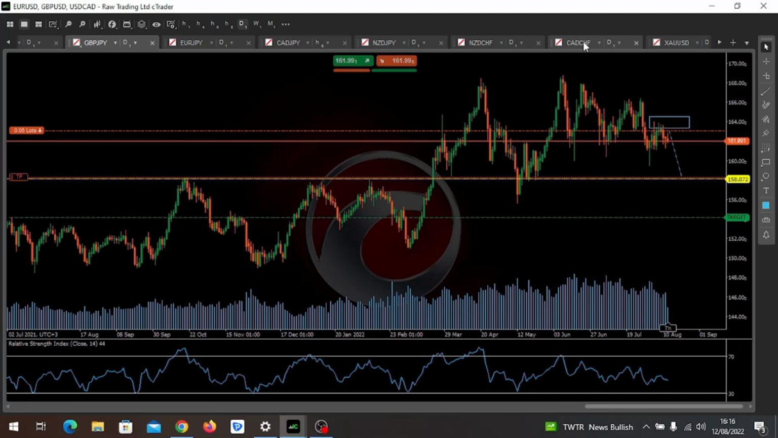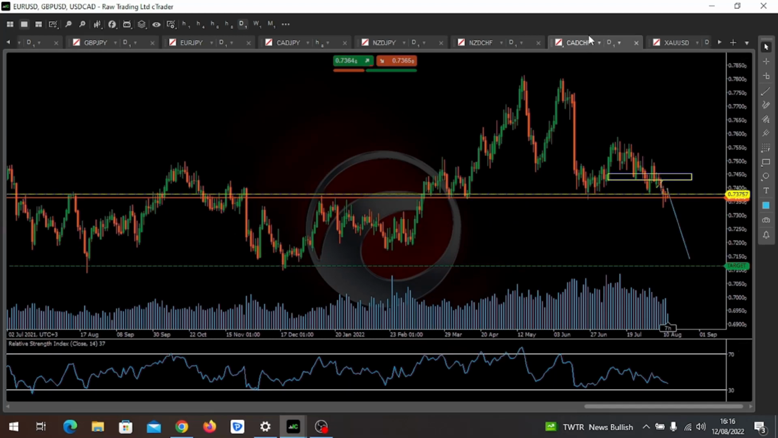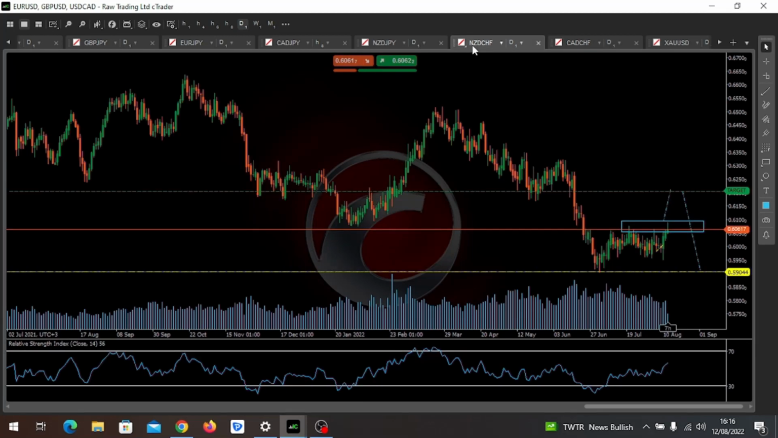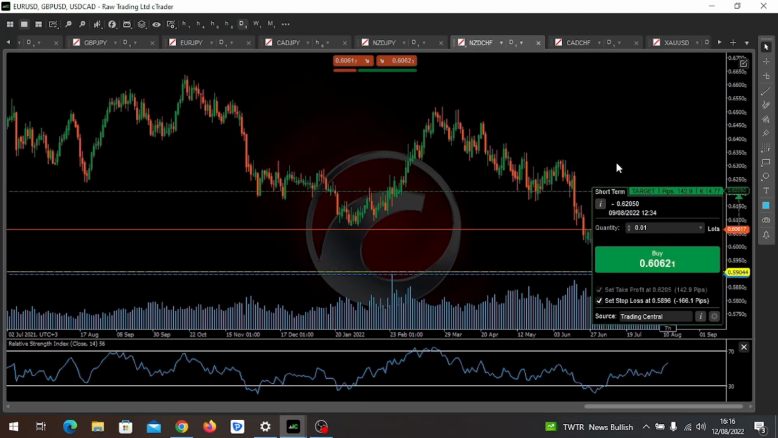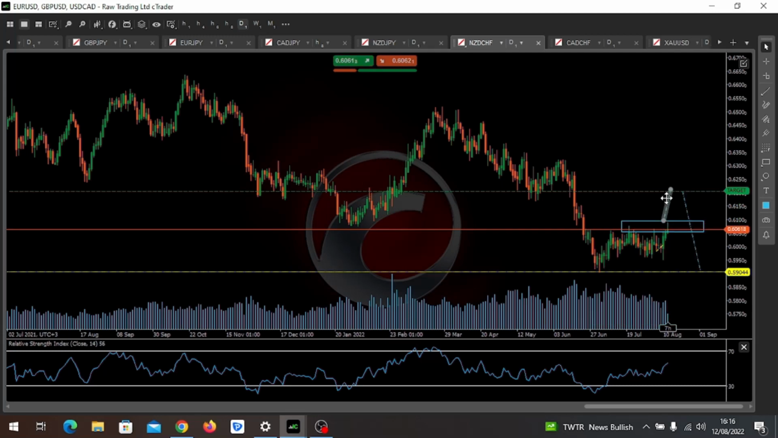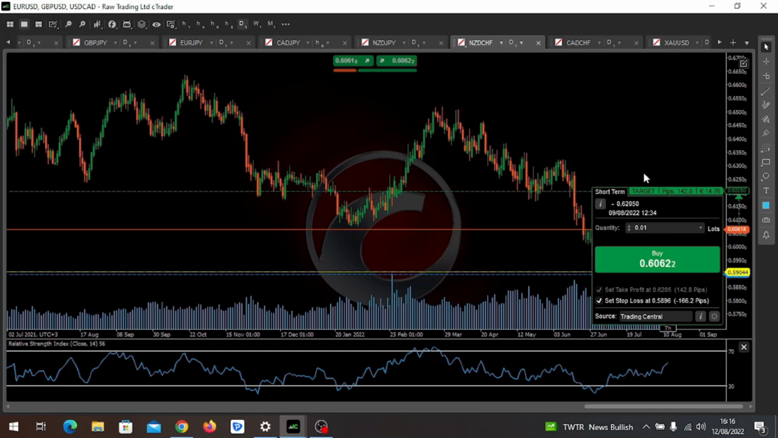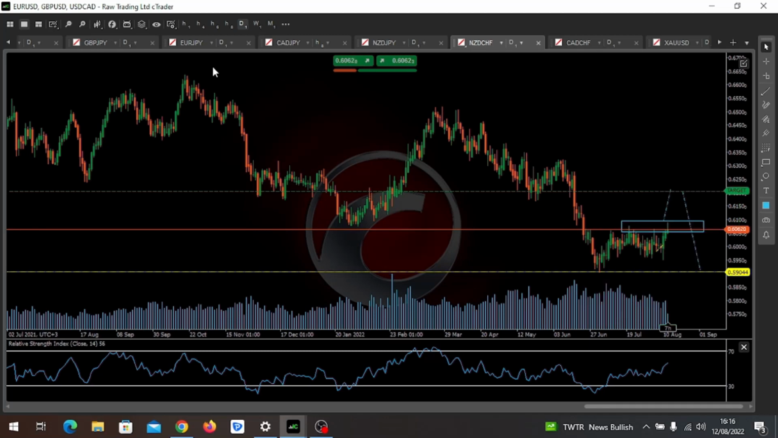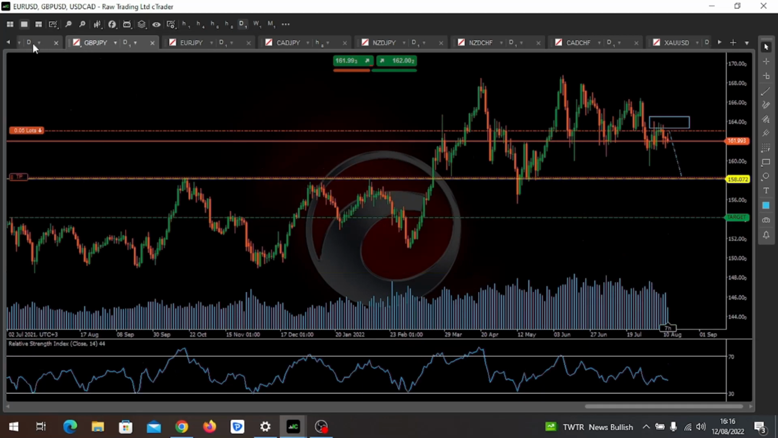For the Swiss franc pairs, we're still having a consolidation apart from a few like the CAD Swiss franc. NZD Swiss franc, we have to really be careful because I think the NZD will still have more potential for being stronger for the next couple of days before we see a bearish momentum on it. But generally for the yen pairs, we are bearish.